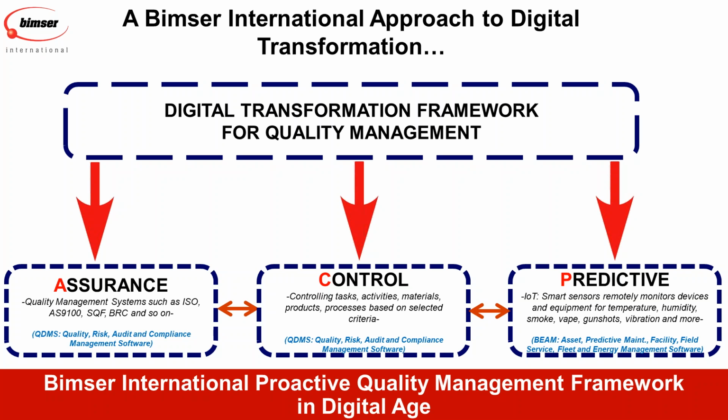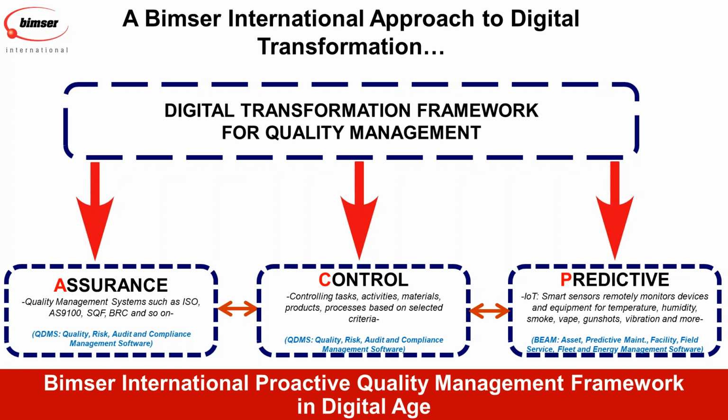In this framework, as we call it proactive quality management framework, it has 3 parts. So first part is assurance, second part is control, and third part is predictive, as stated on the slide. Assurance refers to your quality management system, ISO 9001, AS 9100, IATF, SQF, depends on your industry. That is your quality management system that dictates the entire company's operations as a whole.